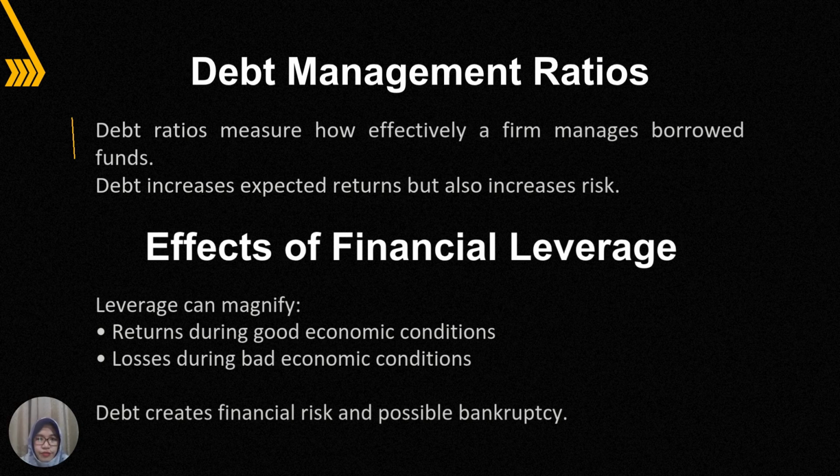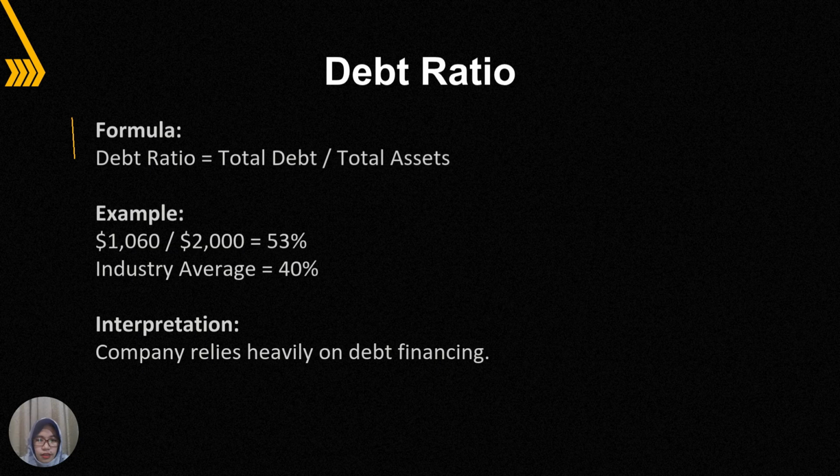So under the debt management ratio, we have this measurement wherein the debt ratio measures the percentage of assets financed by the creditors. That is, our formula would be total debt divided by total assets. So using the report, our total debt is 1,060 and our total assets is 2,000, which will give you a debt ratio of 53%, while the average of the company is only 40%.